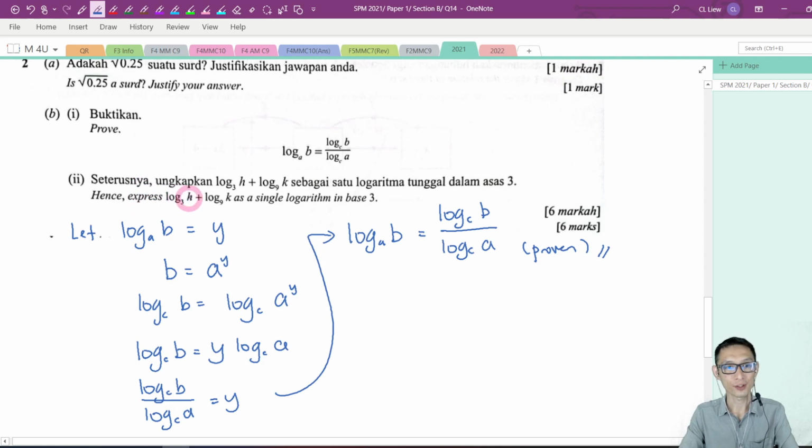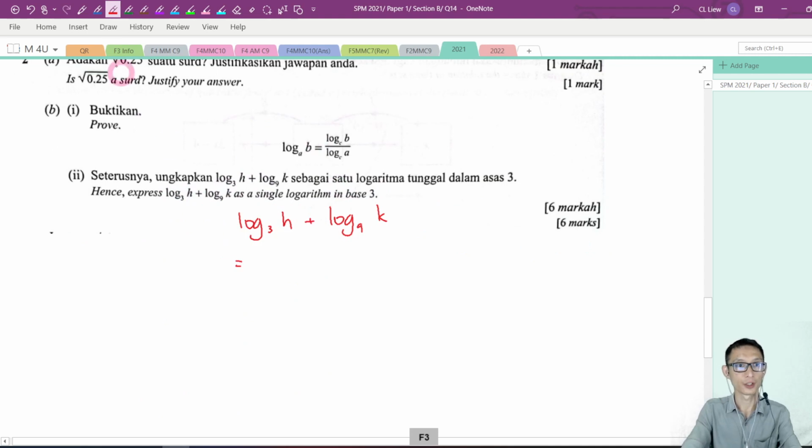Now let's try the last part. Hence, we want to express this as a single logarithm in base 3. So we want to change the base. So this is base 3, this is base 9. So I'm going to change the base 9 to base 3. Okay, this term you don't have to do anything because it's already in base 3. So I just copy. Okay, this I'm going to change the base. So according to the formula that we got just now, this is actually equal to log base 3 of k over log base 3 of 9.